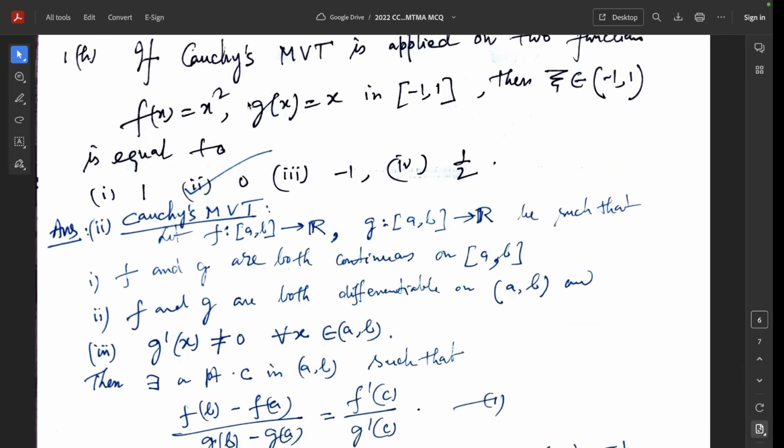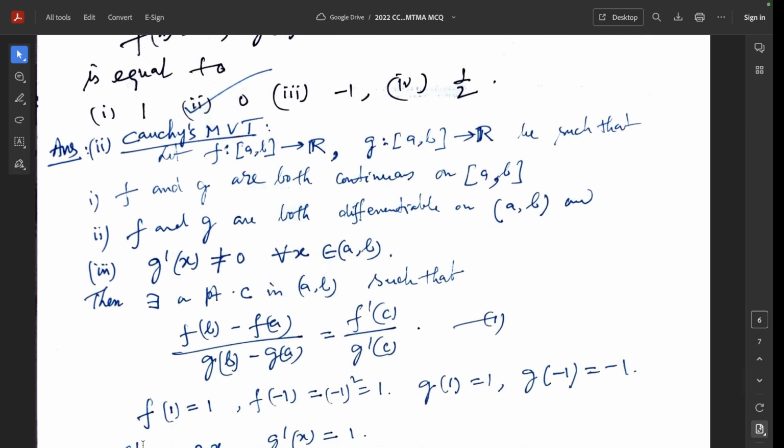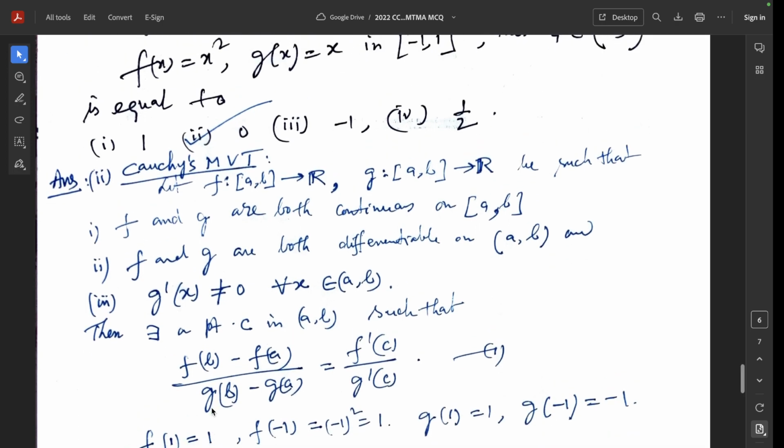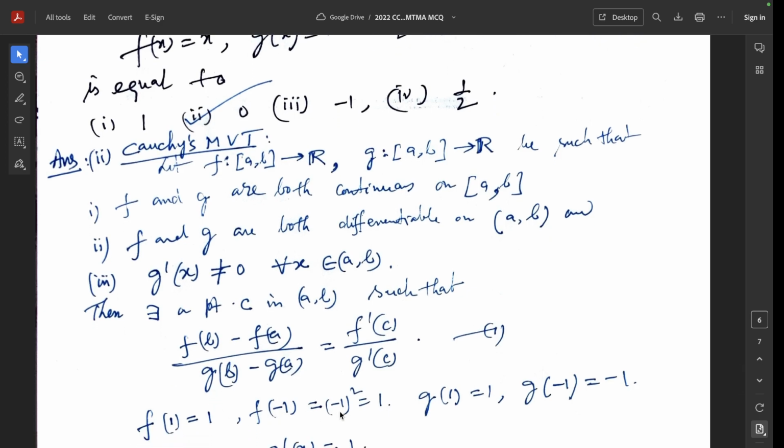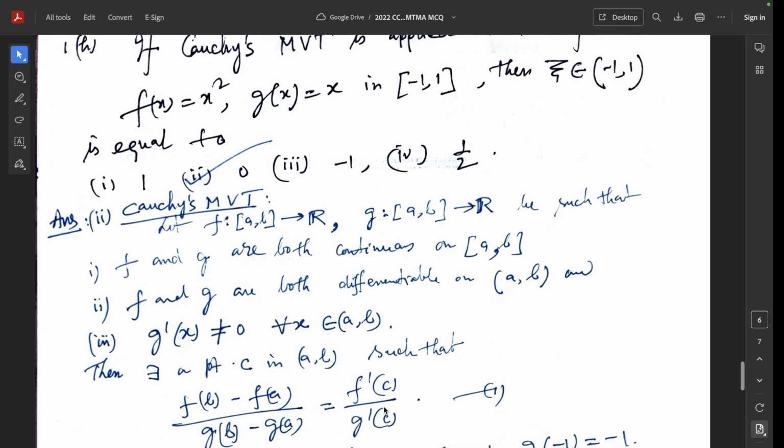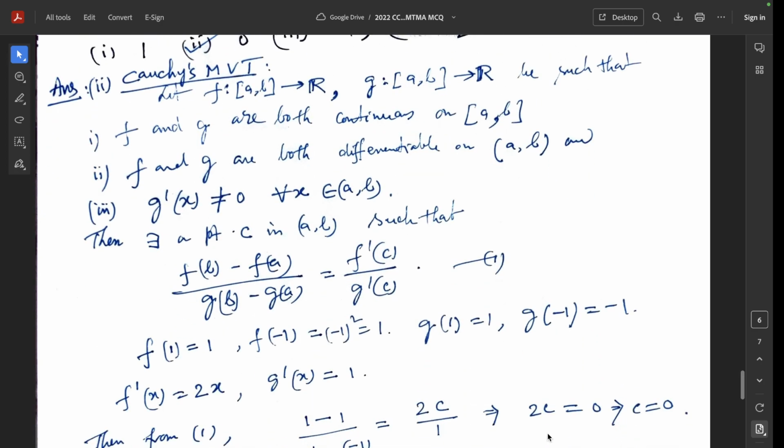Now, here f(x) equals x square and g(x) equals x. So obviously, f(1) equals 1 square, that is 1, f(-1) equals (-1) square, that is 1, g(1) equals 1, g(-1) equals -1, and f'(x) equals 2x and g'(x) equals 1.